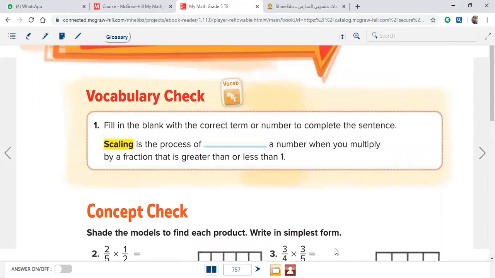In this page, vocab, check the first one, skip it. We didn't study it.